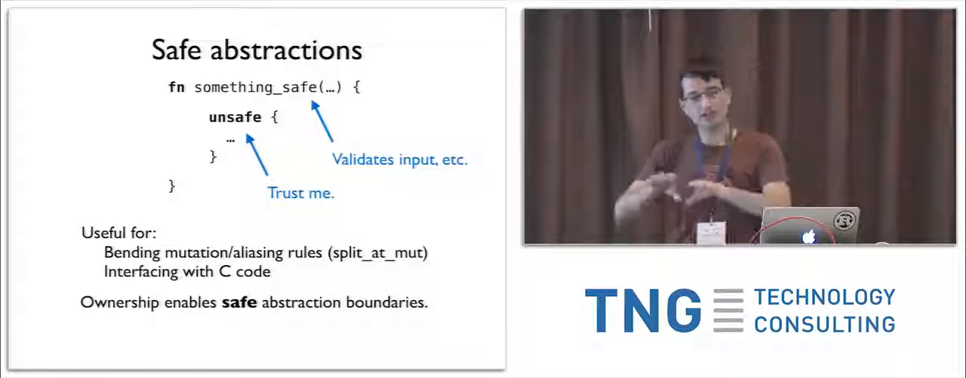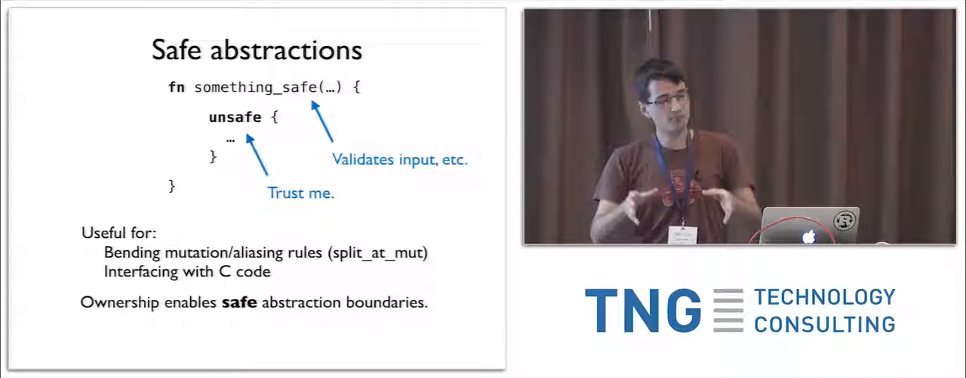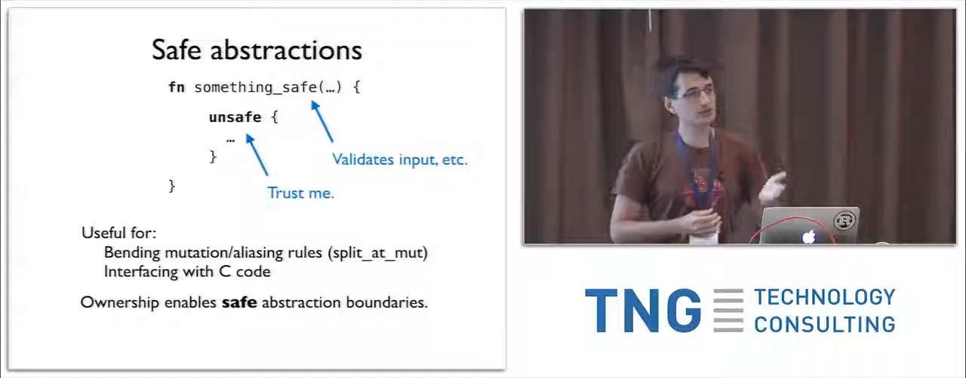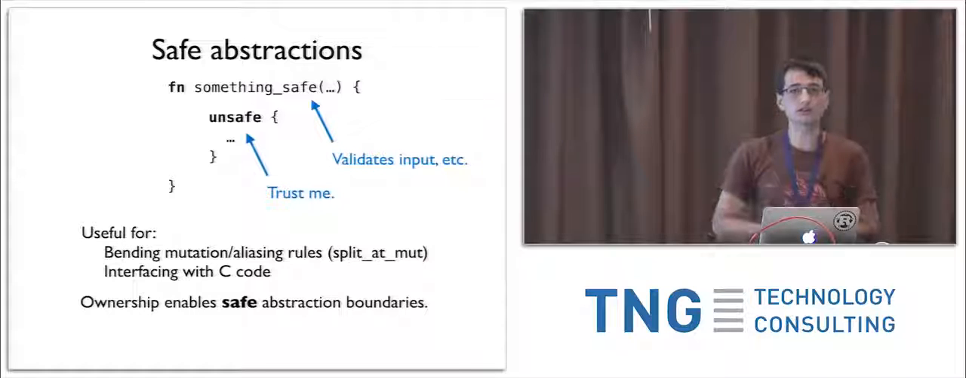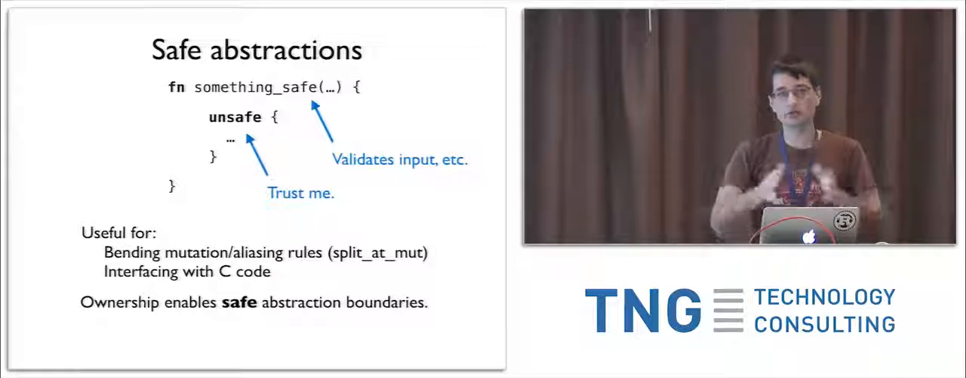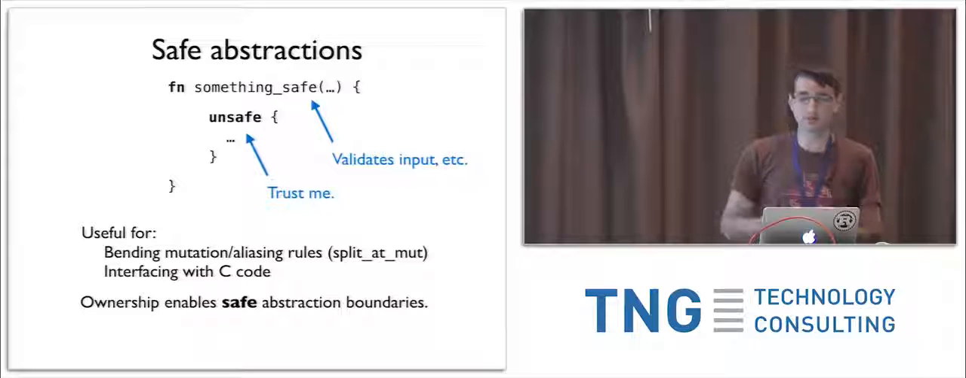So that's an example of bending these aliasing rules and bending this mutation where it's still safe. Mutexes are a safe paradigm in Rust, but you can use unsafe internally to implement that. And then the API you export is all totally safe. So there's no actually unsafe way to use the mutex itself.